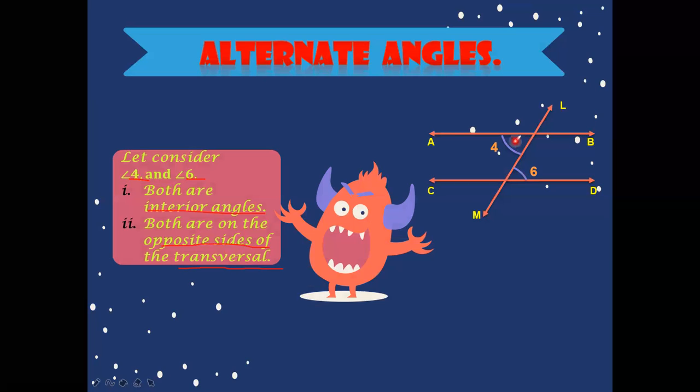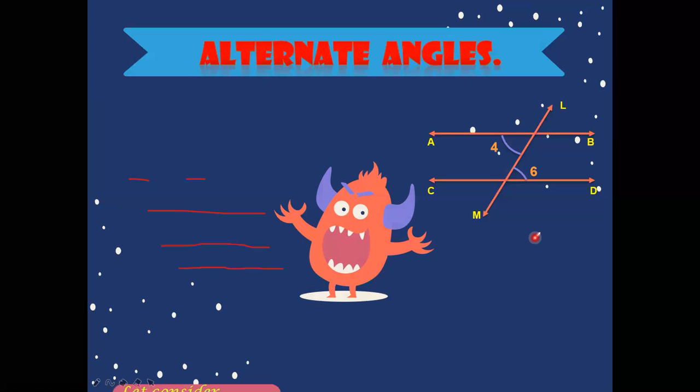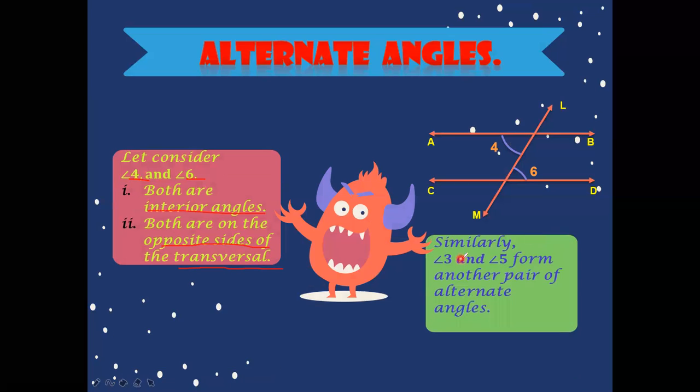Now if you can see here, I'm going to ask you, is there any other alternate angle? Yes, the answer is yes. Similarly, angle 3 and 5. Which one is angle 3 and 5? This one is angle 3, that is the interior one, and the other one is this one, angle 5. Both of them are on opposite sides of the transversal. So you will say that angle 3 and angle 5 form another pair of alternate angles.